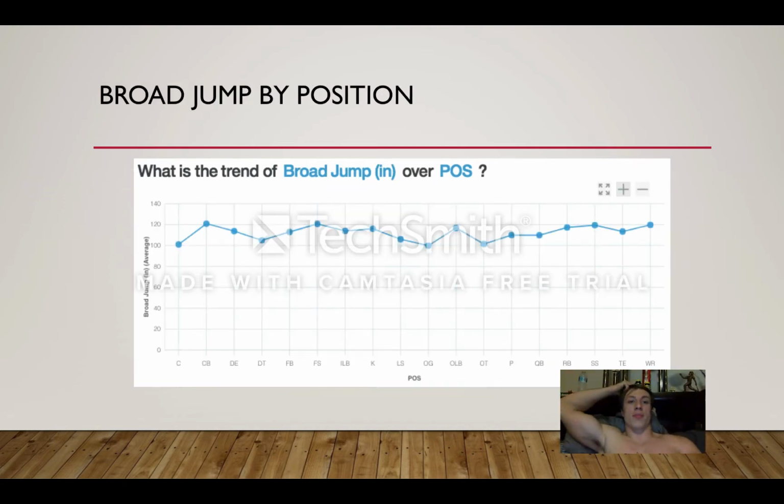And for broad jump, I chose broad jump by position because I thought this was interesting, how you can see the average broad jump per position. So for example, the center is more heavy set guys, so they're obviously not going to broad jump as far as a 180-pound guy or a 200-pound guy. They have a lot of weight that they're carrying.